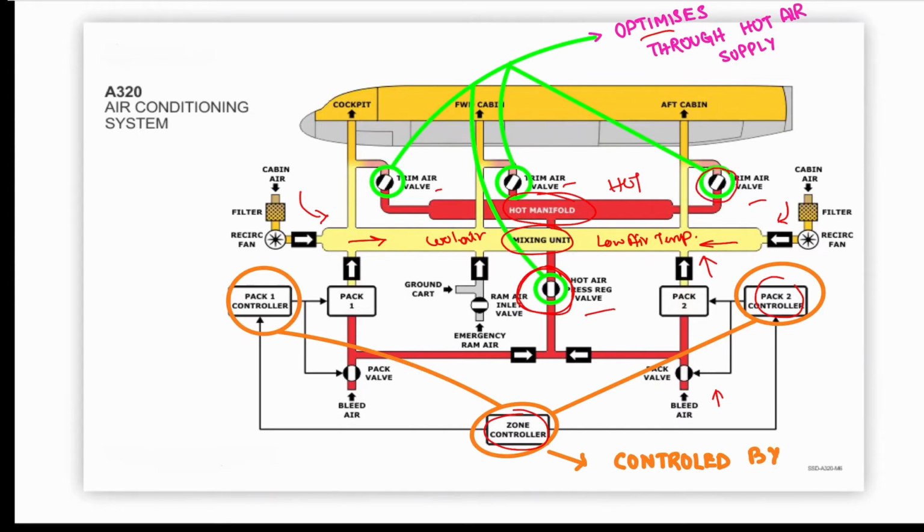So now the three trim air valves come into work. This one is supplying the air to the cockpit, this is in the forward cabin and this is in the aft cabin. The trim air valve mixes the hot air with the cooler air, and it regulates the temperature. So this is how it optimizes the temperature through the hot air supply.